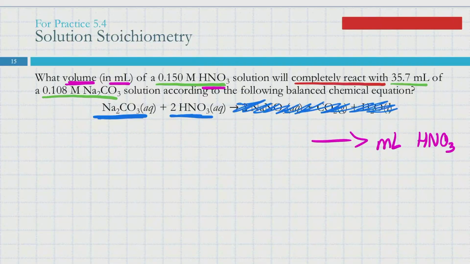What could we use to get to liters or milliliters? Moles. We could use moles. We would need molarity. We have molarity, very convenient. And this would be moles HNO3. To get to moles HNO3, we could get there from milliliters. We don't have milliliters because that's what we're finding. So we'd have to change something else. We'd have to change our chemical. So we could get there from moles Na2CO3.